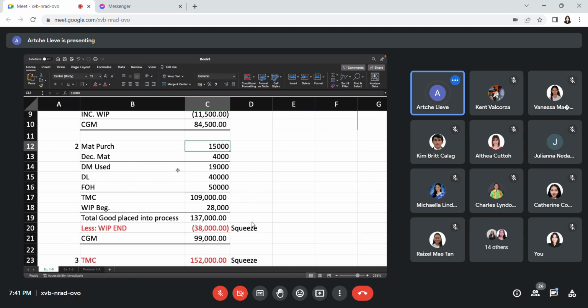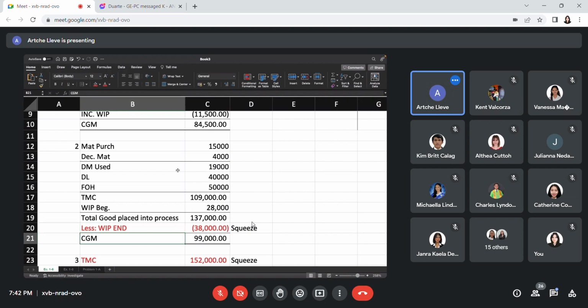So in this case, this is already given, 15,000. Now take note, there's a decrease in materials inventory. So what happens now if there's a decrease in materials inventory? As I have mentioned earlier, you add. So they have here direct materials used of 19,000. So 19,000 plus 40,000 plus 50,000. Total manufacturing cost of 109,000. Since you have here a work in process beginning, you have 28,000. Total goods in process is 137,000.